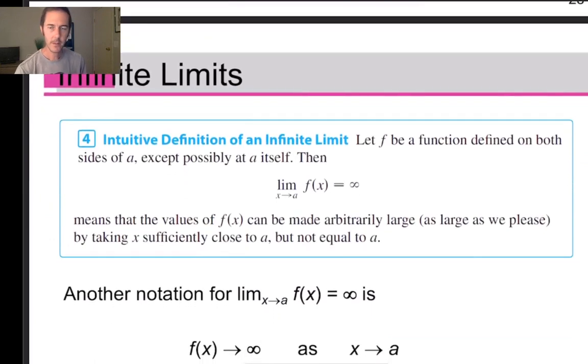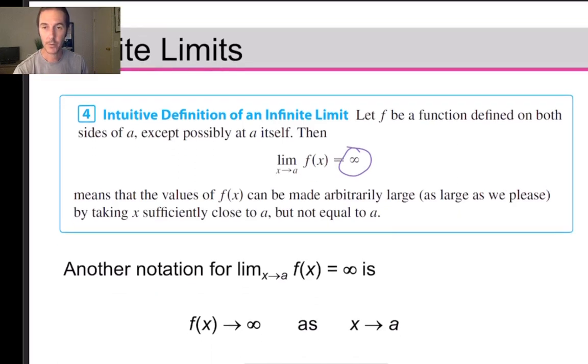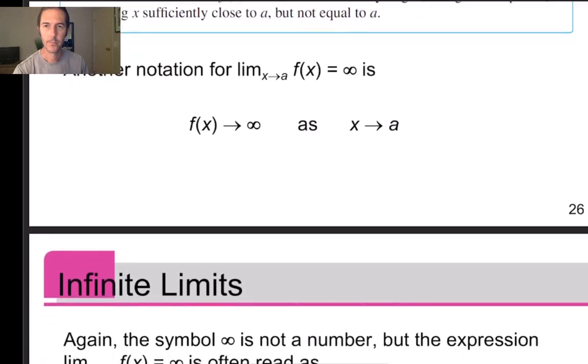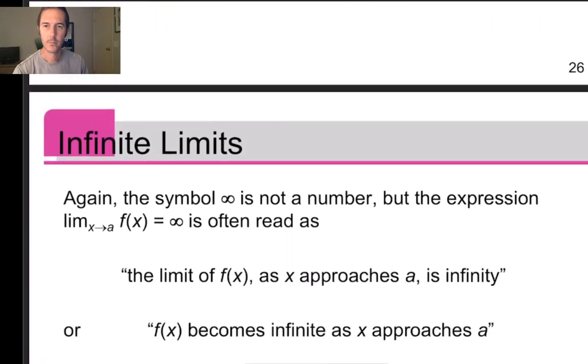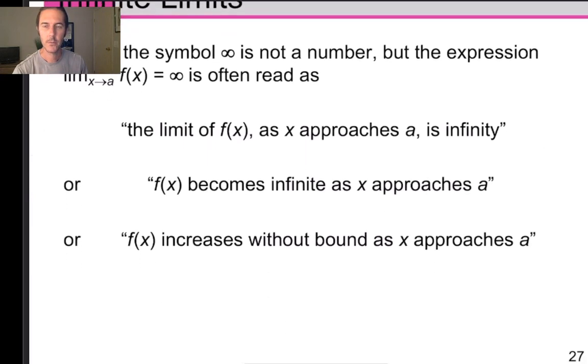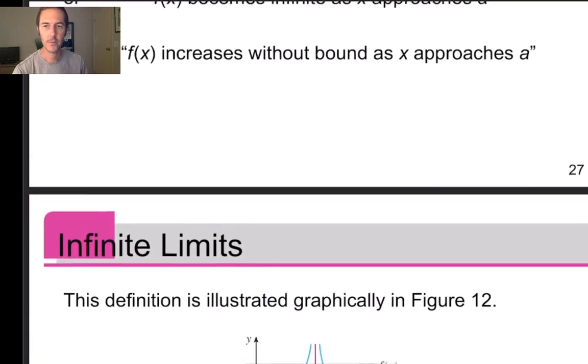An infinite limit is not when our x values are approaching infinity. It's that sometimes as our x values get close to a particular number, our y value ends up trending toward infinity. Sometimes it even approaches negative infinity. Different ways of saying the same thing.